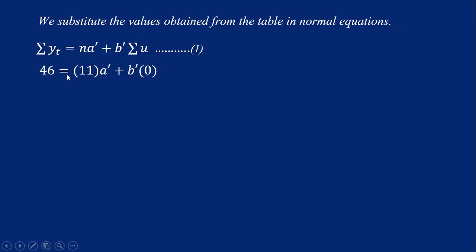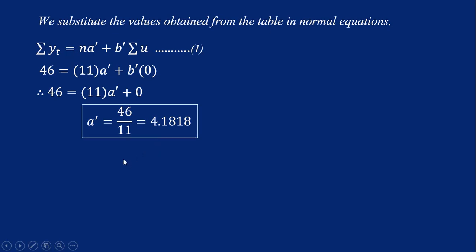So we get 46 is equal to n, is equal to 11 into a dash plus b dash into summation u, and summation u is 0, so this second term becomes 0. We can find the value of a dash. So 46 is equal to 11 a dash plus 0. So a dash is equal to 46 upon 11, it is equal to 4.1818. We get the value of a dash. Now we have to find b dash.